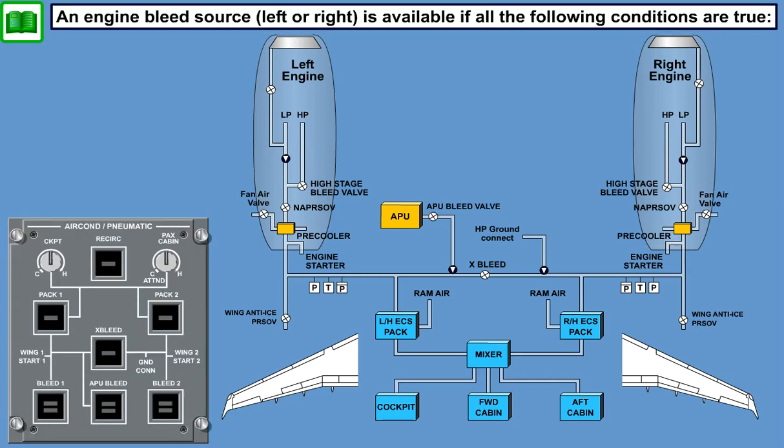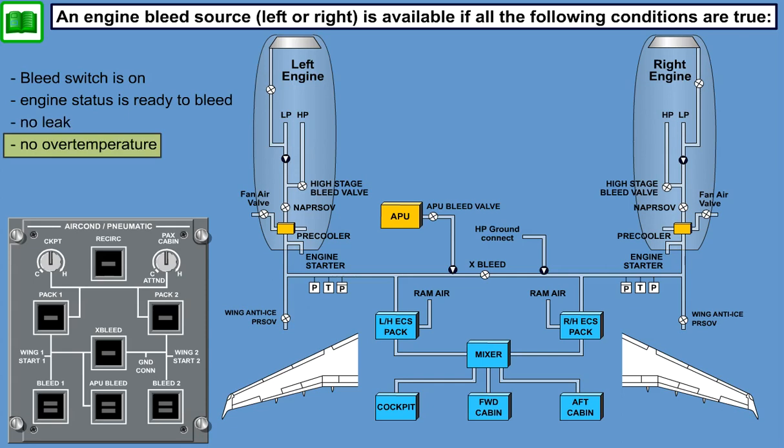An engine bleed source, left or right, is available if all of the following conditions are true. Corresponding control panel bleed switch on. Corresponding engine status is ready to bleed. No corresponding bleed duct leak. No corresponding over-temperature fault. No corresponding overpressure fault. No corresponding bleed shutdown fault.